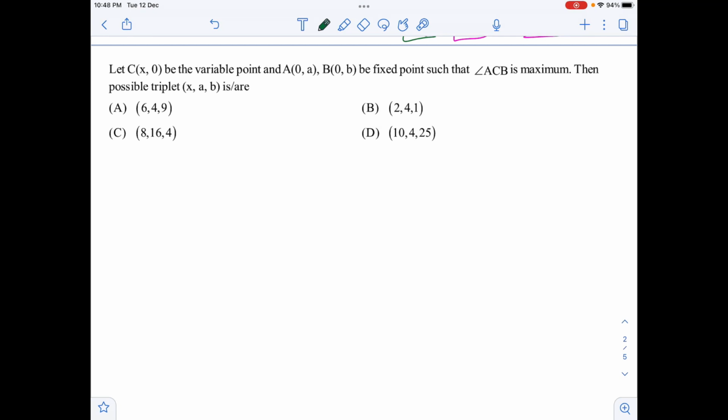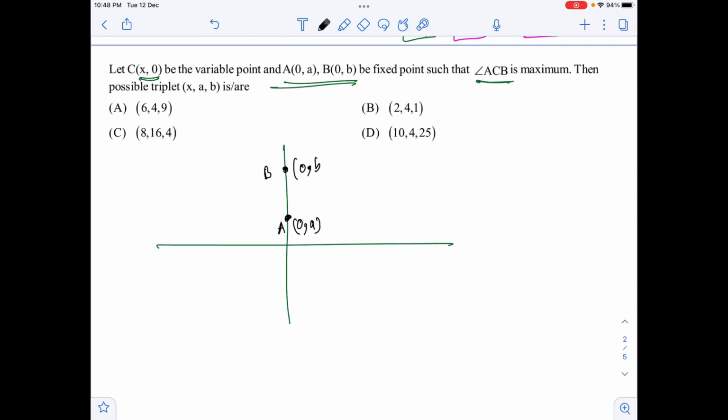So next question, again let's read the question. We have a point C (x, 0). This is a variable point and we have two points A and B. They are fixed such that angle ACB is maximum. So if I draw a rough picture, we have two points, 0 comma a, let's call it point A, and another point 0 comma b, and (x, 0) is a variable point. Now the question states that we have to maximize this angle. So before we solve the question, let's have a feel of the question.